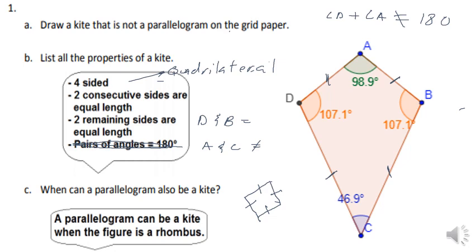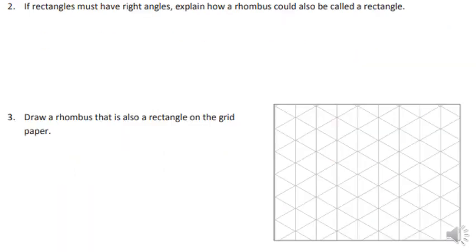Now, if it was a parallelogram or rhombus as a kite, then the pairs of angles equal to 180 would be true again. But that's not really a property of a kite. It's a property of a rhombus or parallelogram. Okay? All right. I hope I cleared that one up. Let's go to the next one.